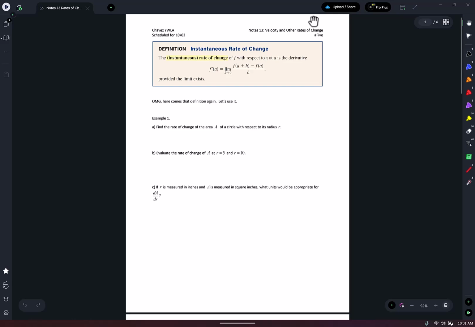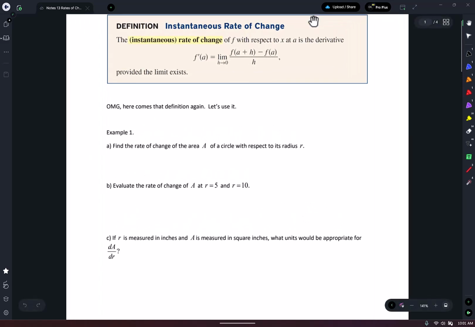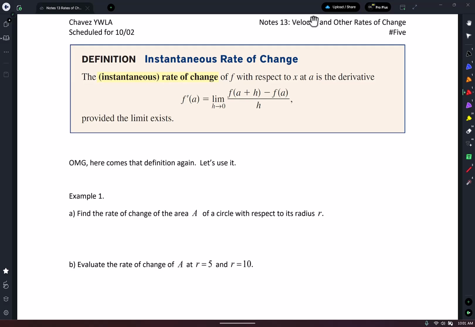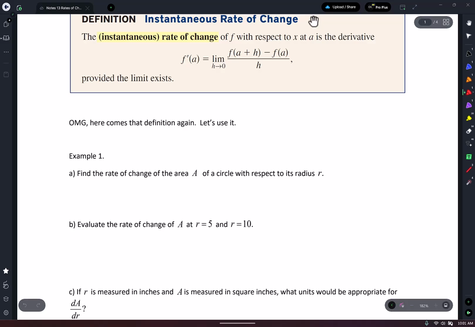Guys, here we go. Velocity and other rates of change. So we're already getting into implicit differentiation. We're going to be taking the derivative with respect to specific variables. We kind of already know this, and don't worry. Hopefully, most of this will be a review. So again, it's the same definition that we've been working with all this time.